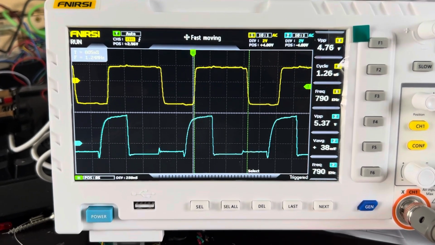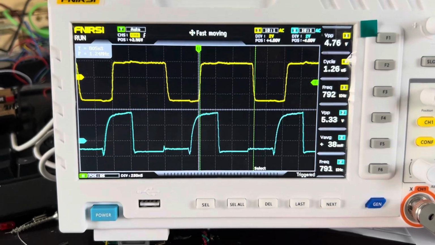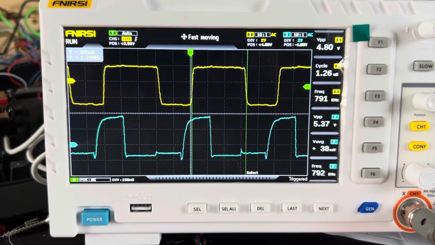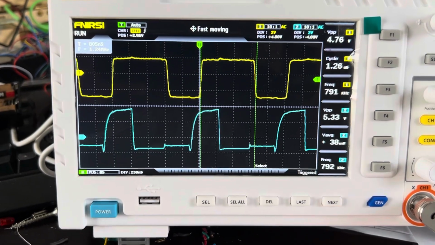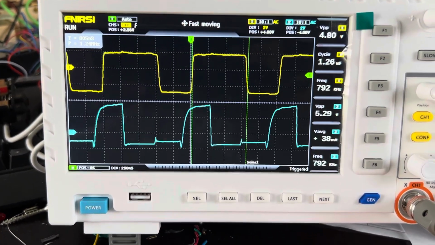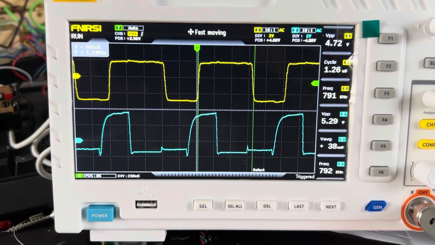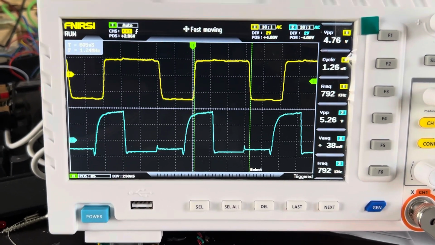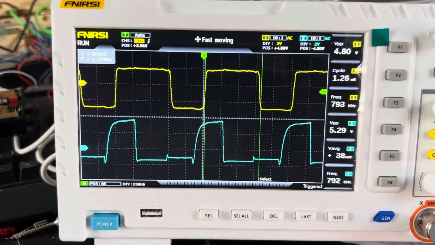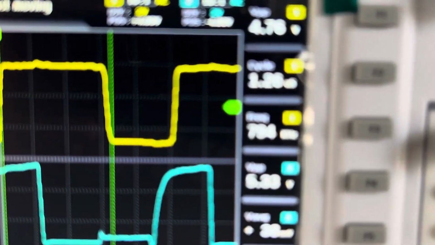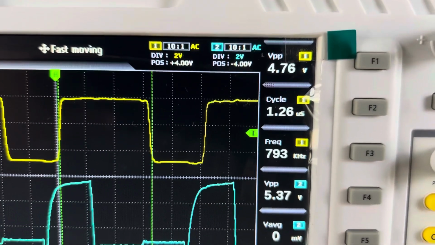You need an even number of them in order to keep that low pulse the same duration. And you get an effective 600 nanosecond response. And if you can see here, the precise timing required by Neopixels requires a 1.25 microsecond period, which in this case is 1.26 microseconds.